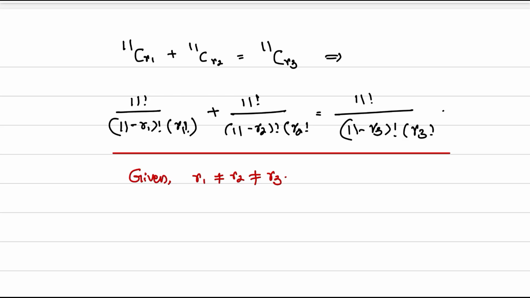For n = 11, take R1 equal to 3. Let us try. R1 is equal to 3, R2 is equal to 8 and R3 is equal to 4. Let us try what happens.